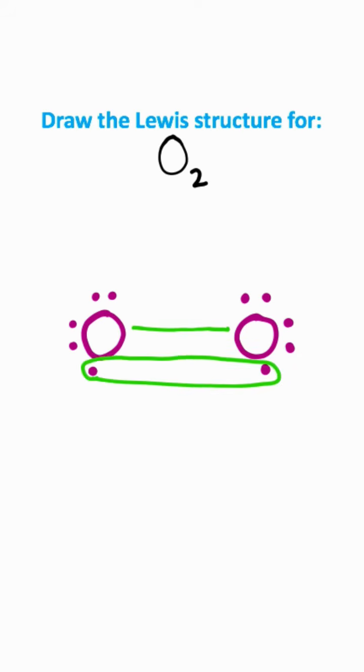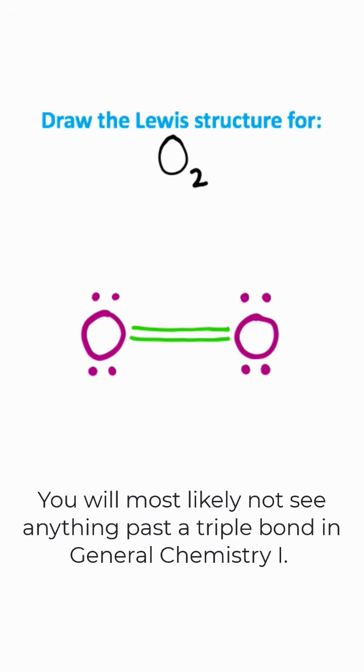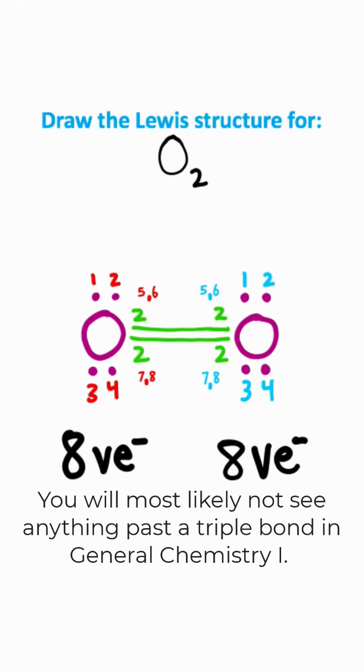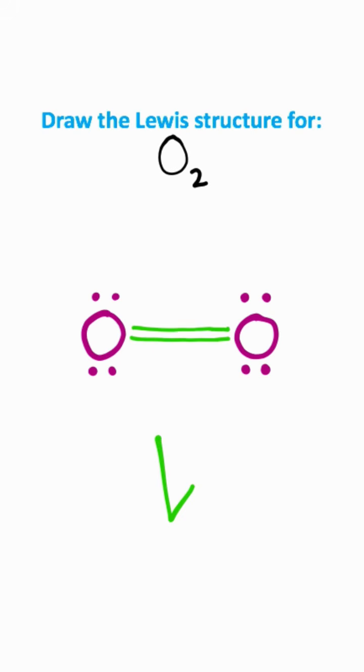So what we can do is take those 2 unpaired electrons and bond them, and now we have a double bond. So now let's go ahead and count the number of valence electrons we have. If you count everything correctly, we should have 8 valence electrons now on each oxygen. So notice now we have 8 valence electrons on each, and this Lewis structure is complete.